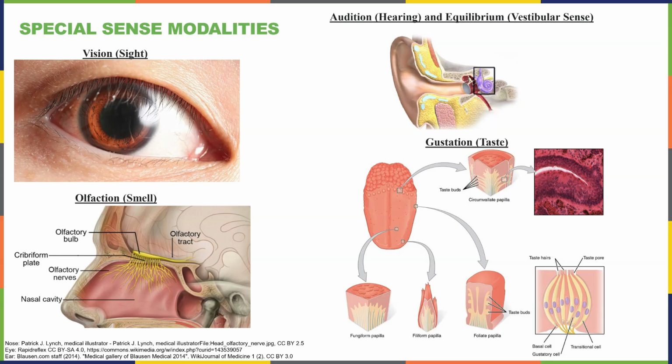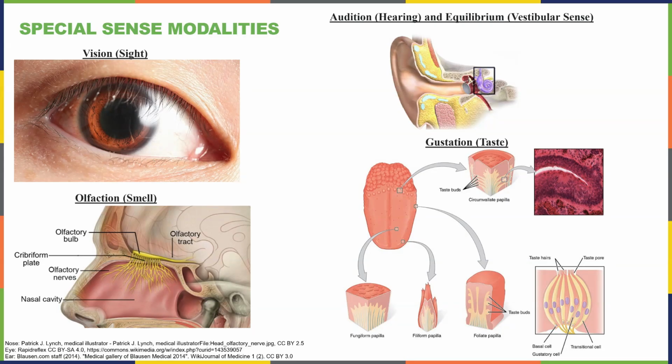While the general senses give us a continuous stream of information about what's happening all over our body, the special senses are detected by receptors that are concentrated within specific sensory organs: the eyes, ears, nose, and tongue. Let's go through each of the special sensory modalities. For vision, light is the stimulus detected by photoreceptor cells in the retina of the eye. For audition, commonly known as hearing, sound waves are the stimulus detected by hair cell receptors in the cochlea of the inner ear.